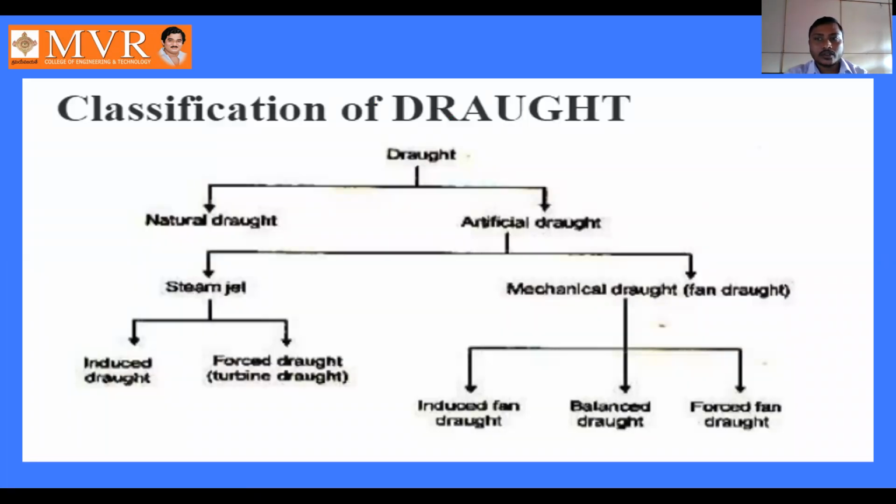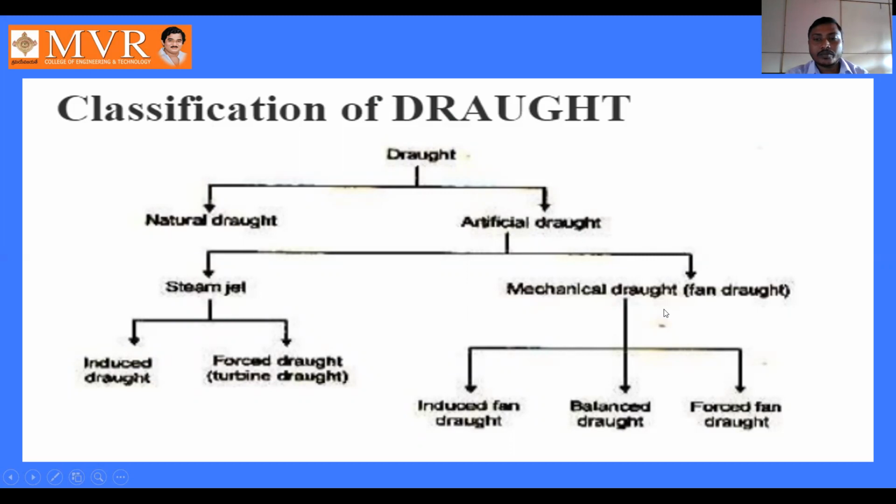Coming to the classification, draft has been classified into natural draft as well as artificial draft. This artificial draft is subdivided into two types: steam jet and mechanical draft, where mechanical draft is nothing but using a fan draft. The steam jet is again divided into two types: induced draft and forced draft.